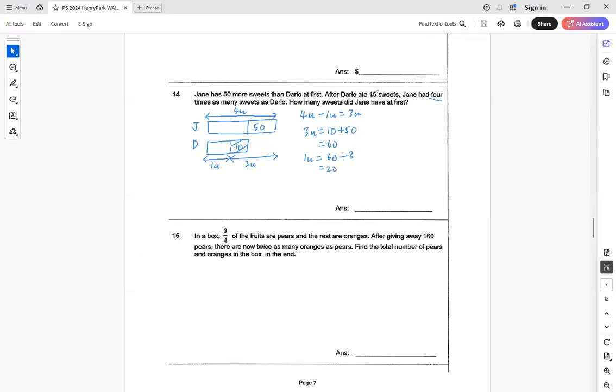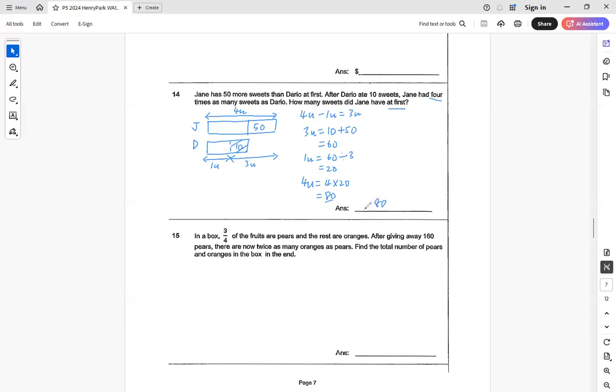After that, let's read the question. It asks, how many sweets did Jane have at first? So Jane, no change anyway. Before and after is the same, 4 units. So find 4 units, it will just be 4 times 20. We will get our answer, 80 sweets.